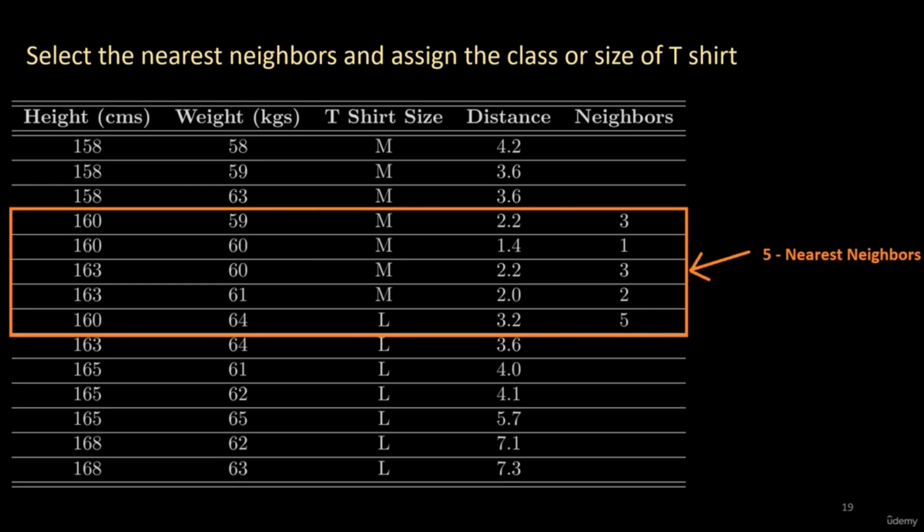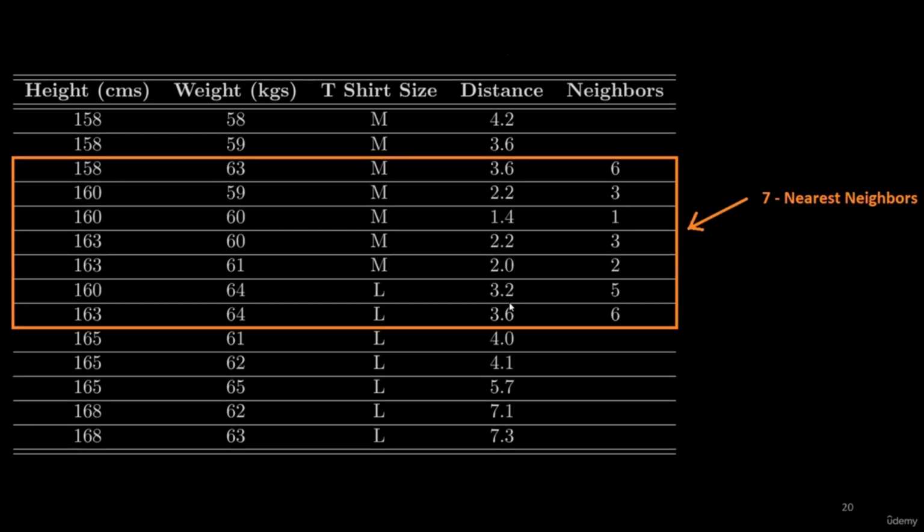Okay, let's see what will happen if we increase the number of nearest neighbors from 5 to 7. So if we select 7 nearest neighbors, we can see that here we have selected the 7 minimum distances. In that case, if we go by majority voting, still there are 5 samples out of 7 which belong to the medium class, and there are only 2 samples that belong to the large class. So still with 7 nearest neighbors, we recommend the size of t-shirt as medium.